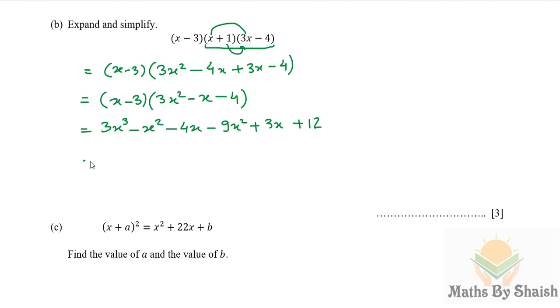Now we will collect the like terms. So it is 3x cube, x square here, minus minus plus, so it becomes minus 10x square, minus 4x plus 3x, again it is going to be minus x plus 12, and that's the answer. We have simplified it.